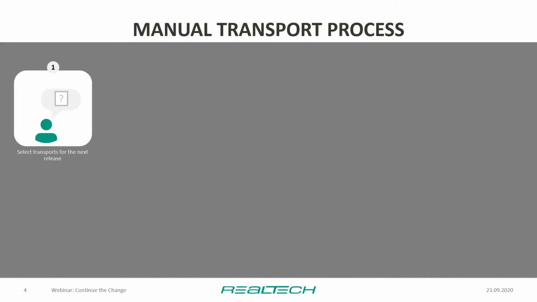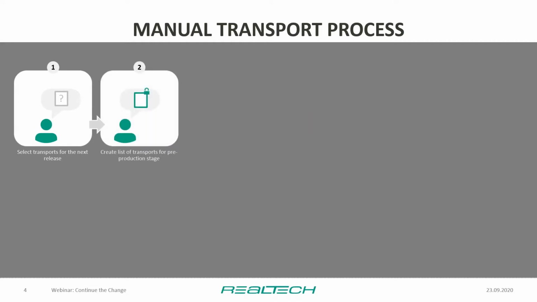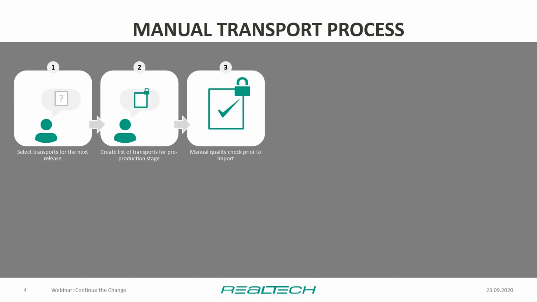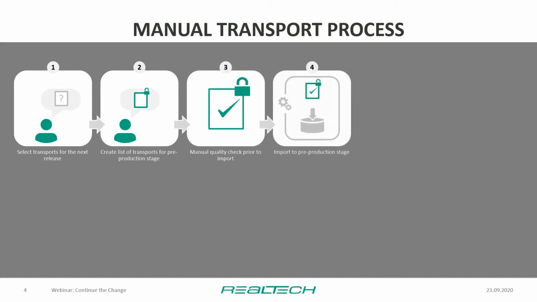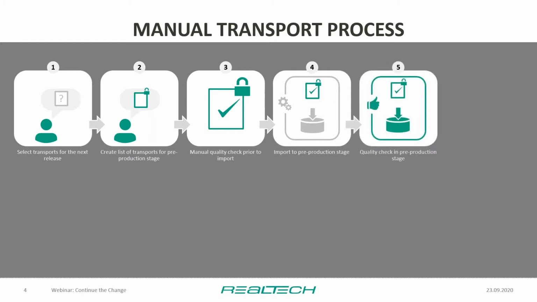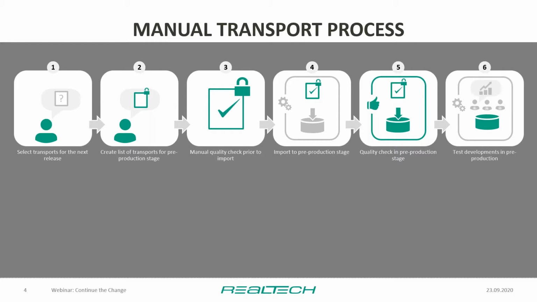Usually, before release can be implemented, relevant transports must be identified, and these transports are listed and checked manually for collisions and other QA criteria. Then the transports are manually imported into the pre-production system, and the import result is checked. Now testers are informed and test their developments. If corrections are needed, further transports are created and the cycle starts again.